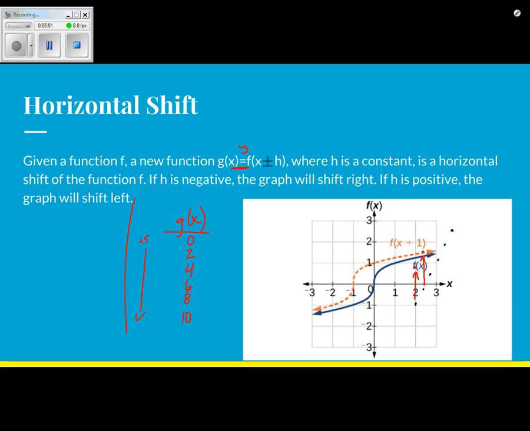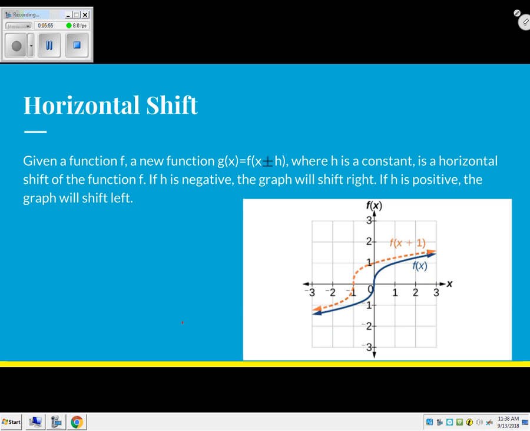I want to talk about horizontal shifts, and then that'll be it for today. I'm going to save all of the other transformations for tomorrow. So this time, notice I'm going to switch letters. I'm going to let it be an h inside the function. And so again, we're going to be able to add or subtract the h, but the big thing here is that this time I'm inside the function.